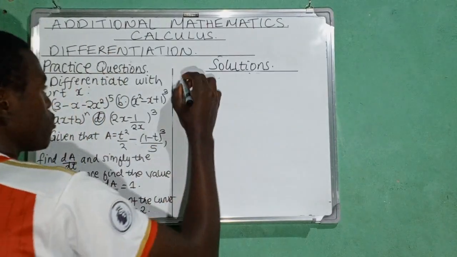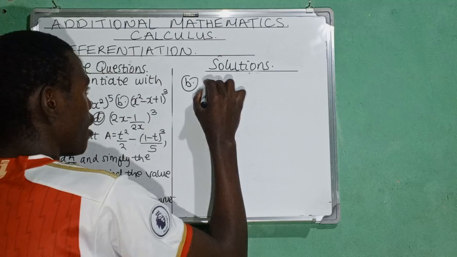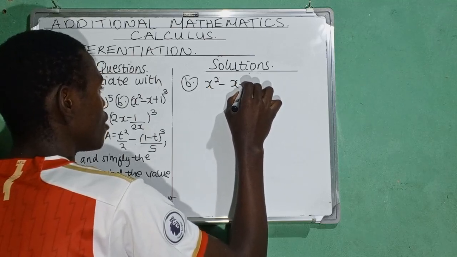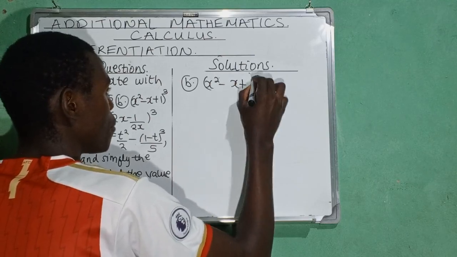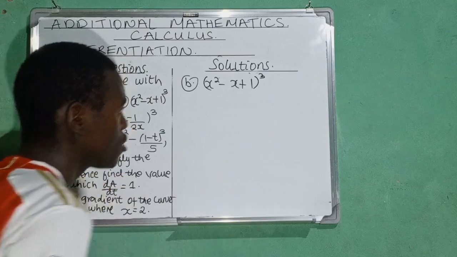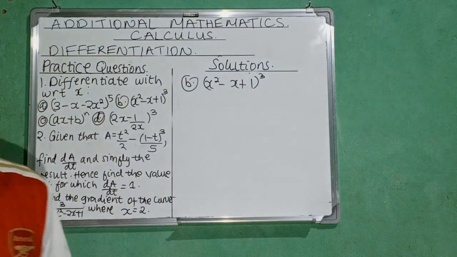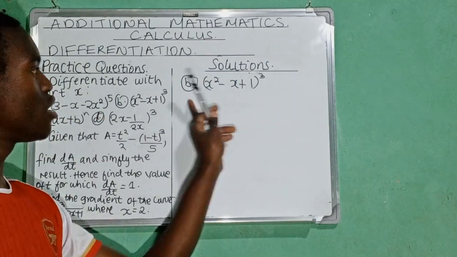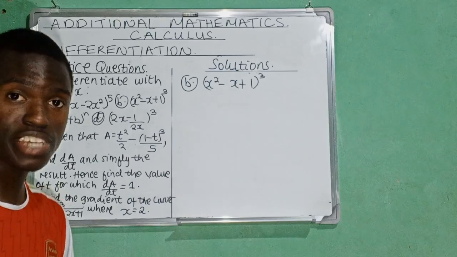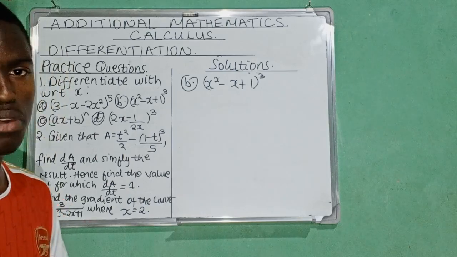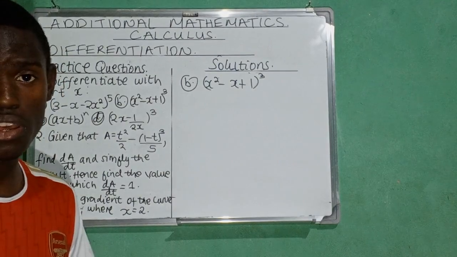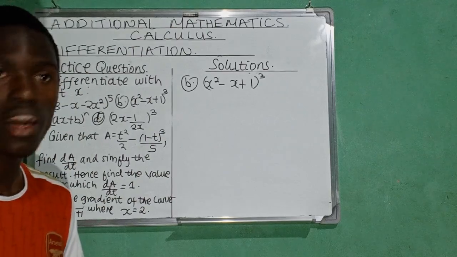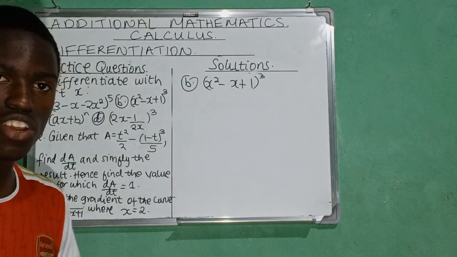Okay. So B has x squared minus x plus 1 raised to the power 3. So here, if you remember, we can expand this. Maybe you can use binomial expansions, expand that, and it would be a really lengthy process, which you don't need to do. That is why we have something we call the chain rule.